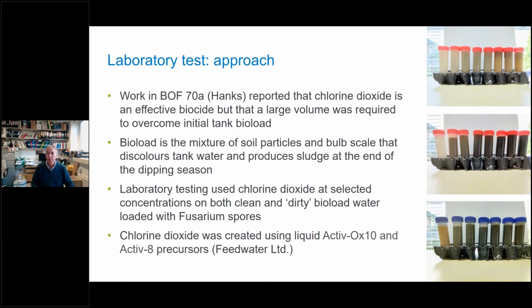Now, all these samples were collected from commercial growers a couple of years ago as part of this trial, and they show you just how dirty water gets. So some tanks, some growers are quite good at keeping everything relatively clean. It's not possible to keep it completely clean, but in other systems, if there's more soil involved or different soil types, the water can get dirty quite quickly.